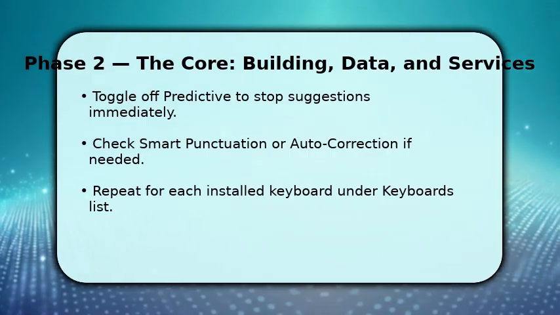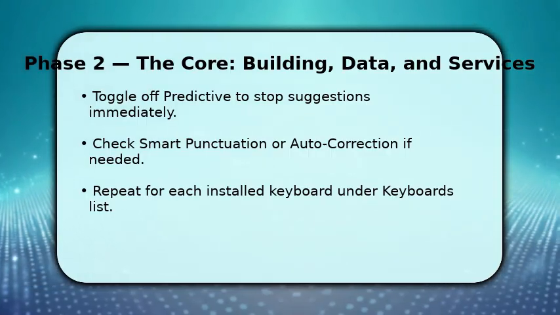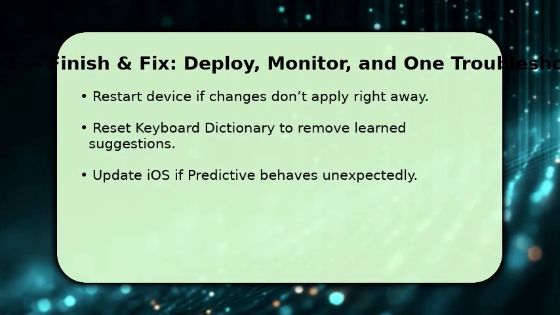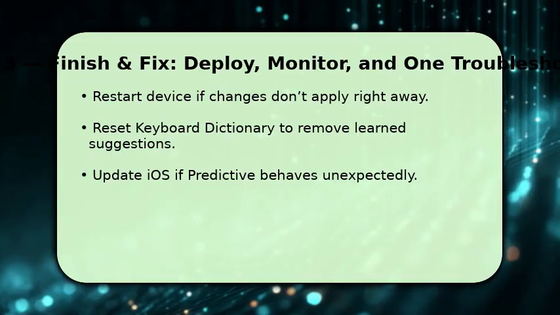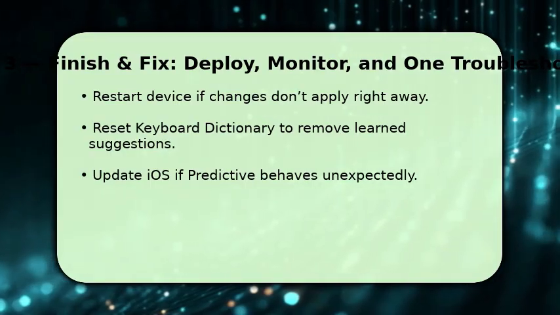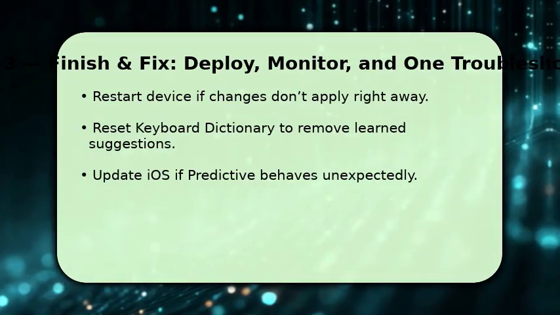Finish by testing in several apps to ensure Predictive is fully off. You should see no suggestion bar when you type. If suggestions persist, restart your iPhone. This often applies pending changes.